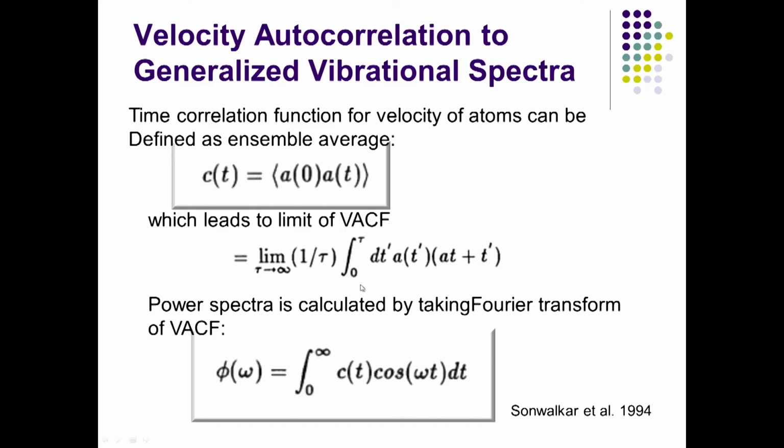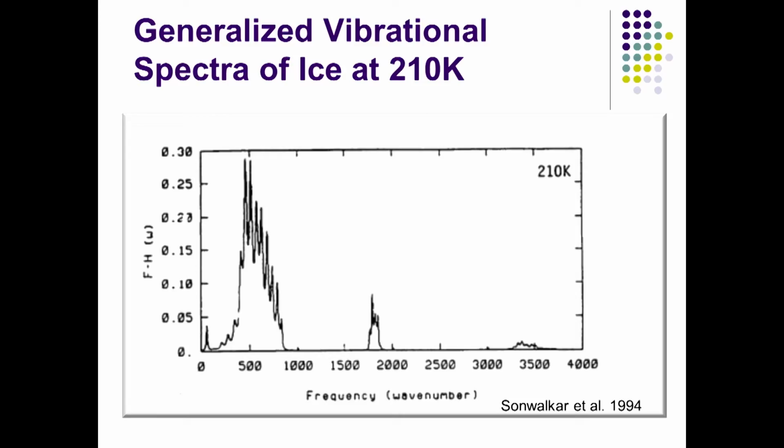So, we are looking from 0 to tau, with tau going to infinity, and this is the long time correlation function, or long time tail correlation. And if you then convert that into the frequency domain using cos omega t dt, which is the Fourier transform, now you get into the frequency domain. This is the generalized vibrational spectra of ice at 210 degrees Kelvin.